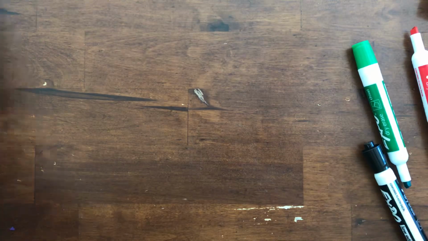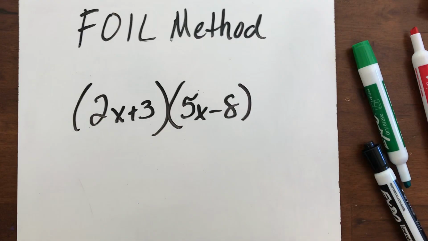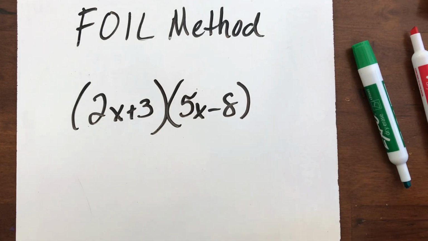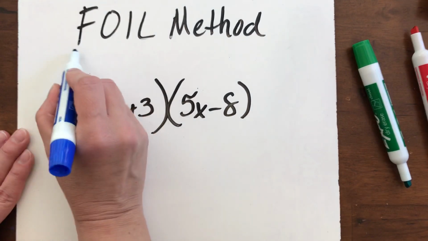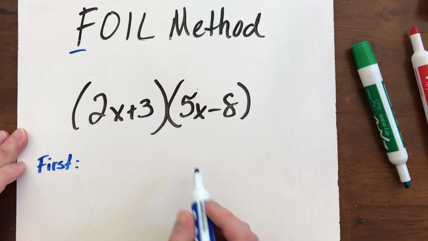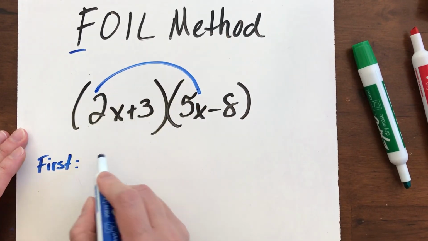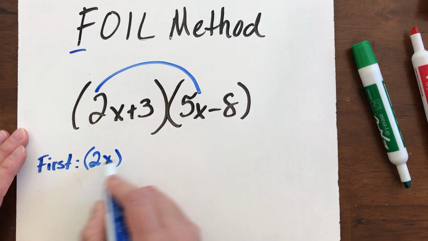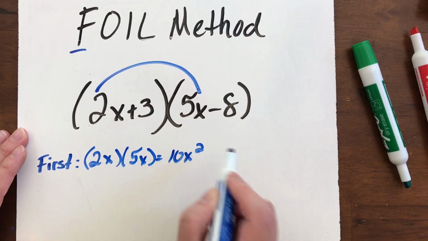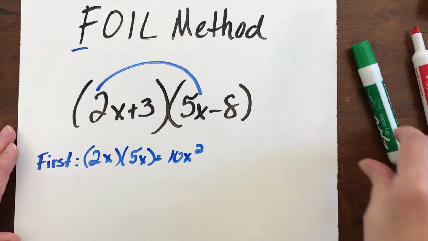All right, now what we're going to get into today is called the FOIL method. And that is what we do when we multiply a binomial times a binomial. And the FOIL is actually an acronym that stands for the order that you guys are going to do this. So F is going to stand for first. And what you do is you multiply the first terms together in each one. So you're going to multiply 2x times 5x, and you're going to get 10x squared. So that's where the first comes from, okay?